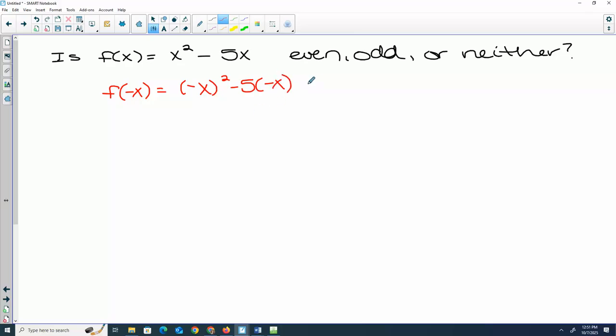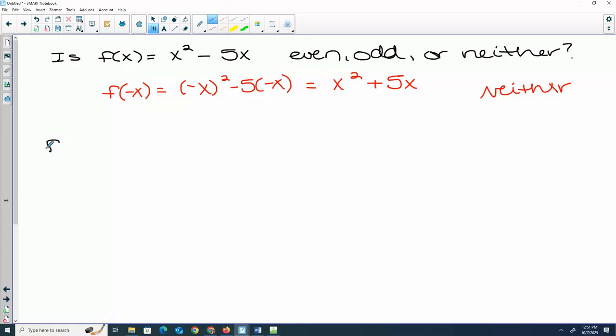If I take a negative and square it, it's positive. Negative 5 times negative x is positive 5x. Is that the same as what I started with? No. Is that the exact opposite of what I started with? No. So this is neither. So if it's the exact opposite, that's odd. Opposite is odd, same as even.